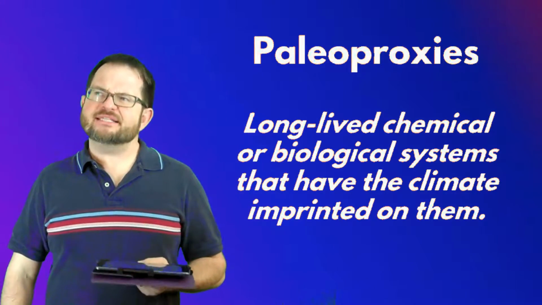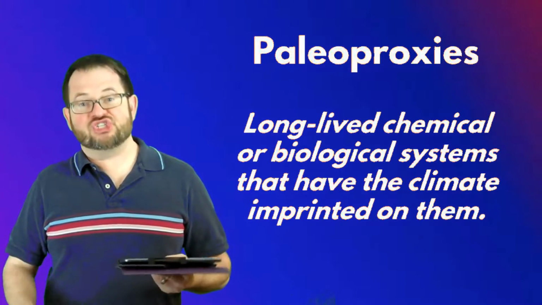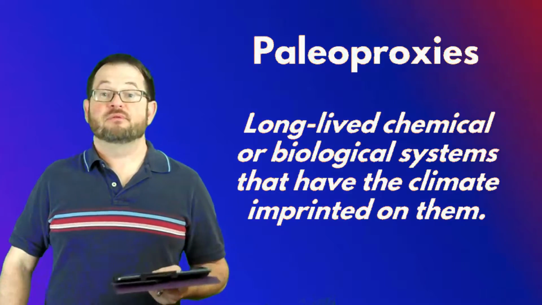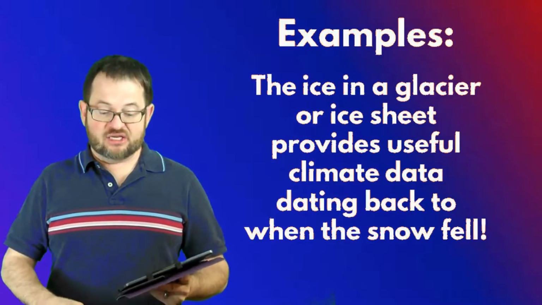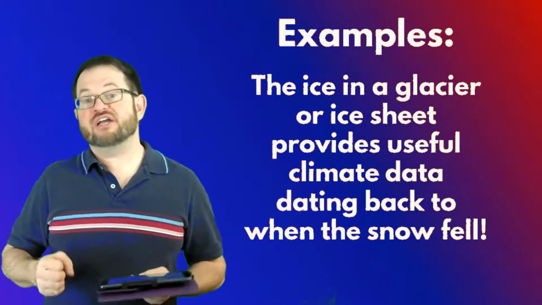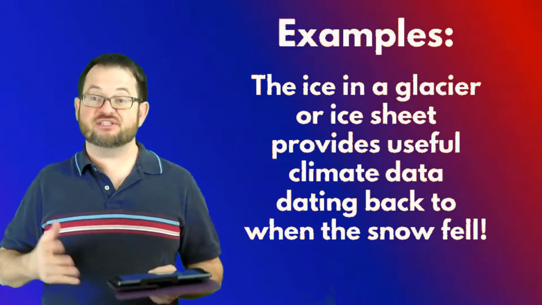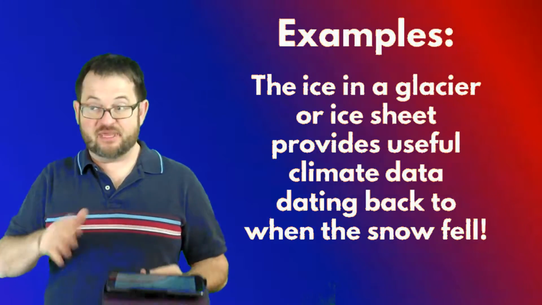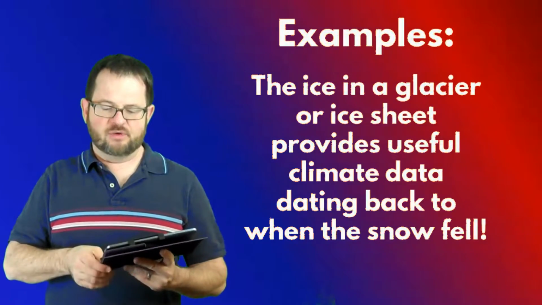And it's probably easiest to talk about paleoproxies if we just give some examples. For example, the ice that is in a glacier or an ice sheet provides useful climate information dating back to the time when the snow fell that became part of that ice sheet.